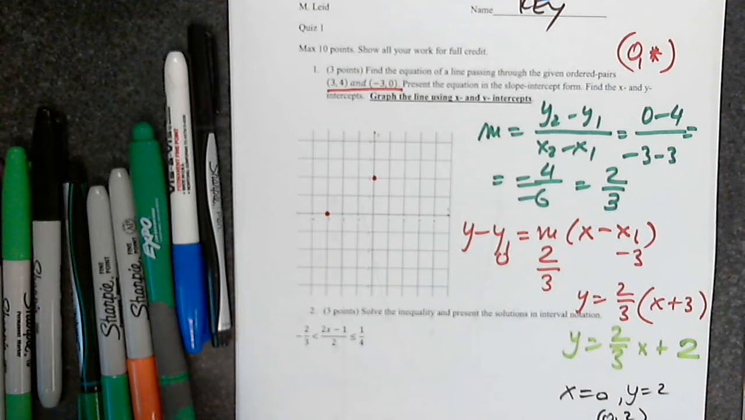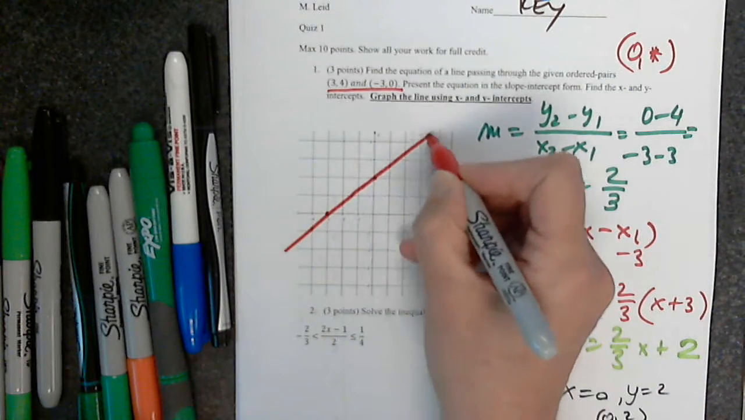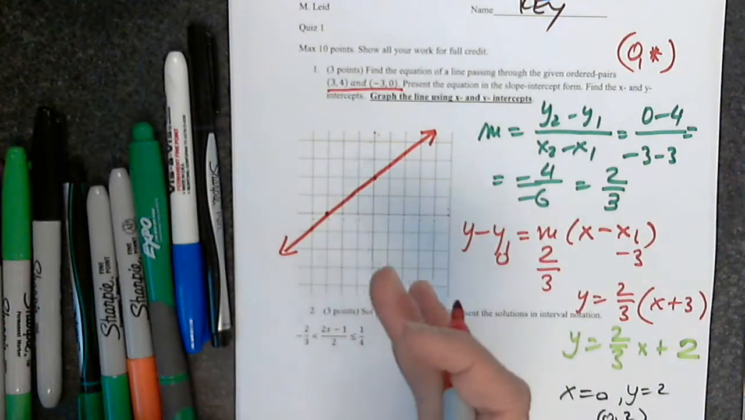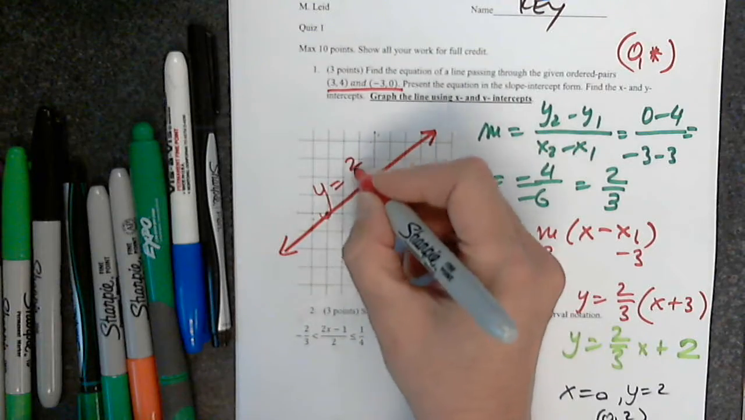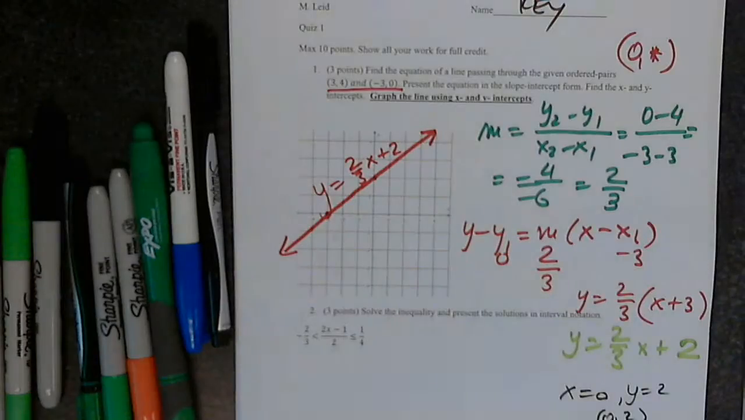I have to connect and extend the line. So connect the 2 points and extend the line. Always write the name of the line somewhere. So I graphed y equals 2/3 x plus 2. Any questions on this problem?